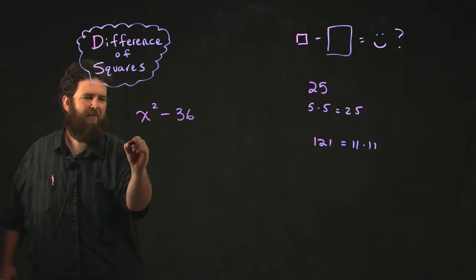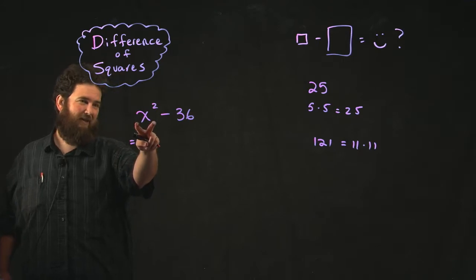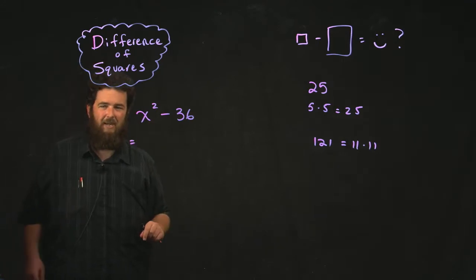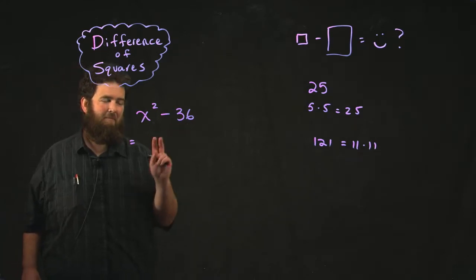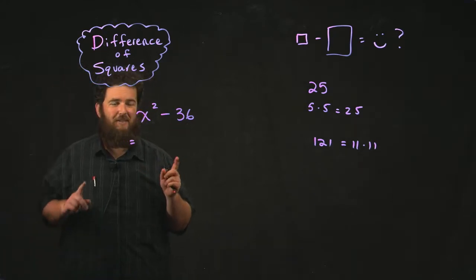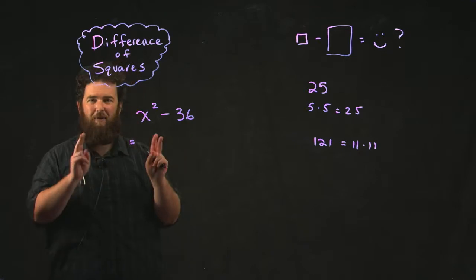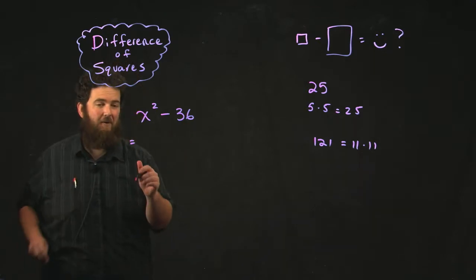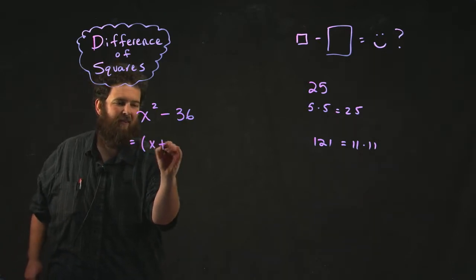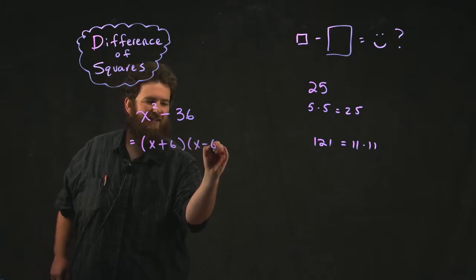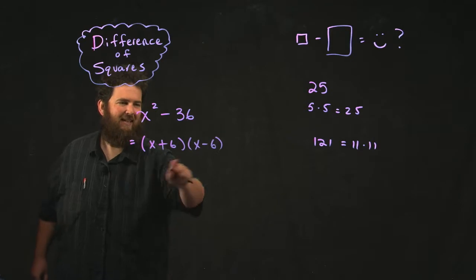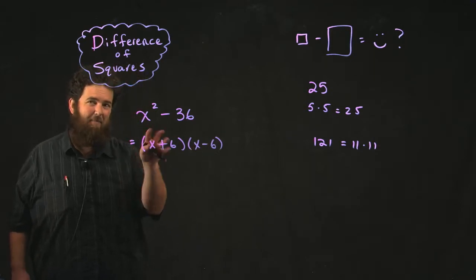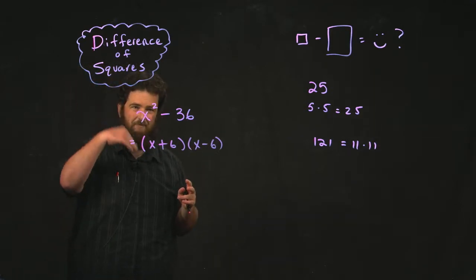Check it out. I know that x squared is a perfect square, right? X times x is x squared. Now, 36 is also a perfect square. If you see the difference of two perfect squares, we know that we could factor it just like that: x plus 6, x minus 6. And that pattern stays true for any of these.